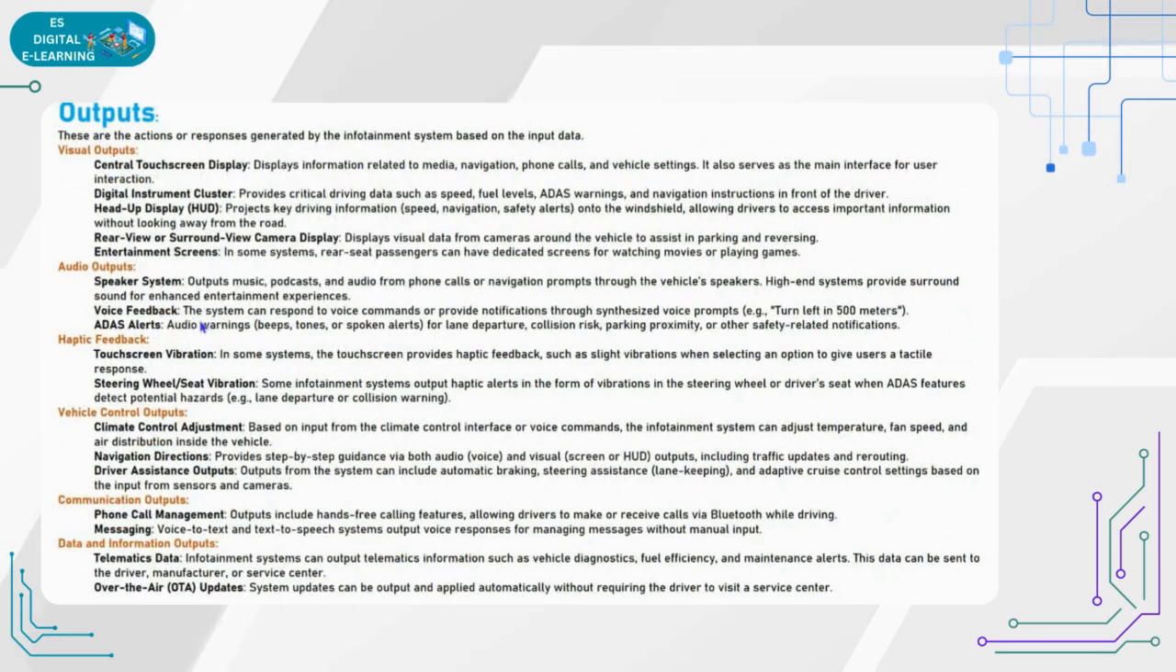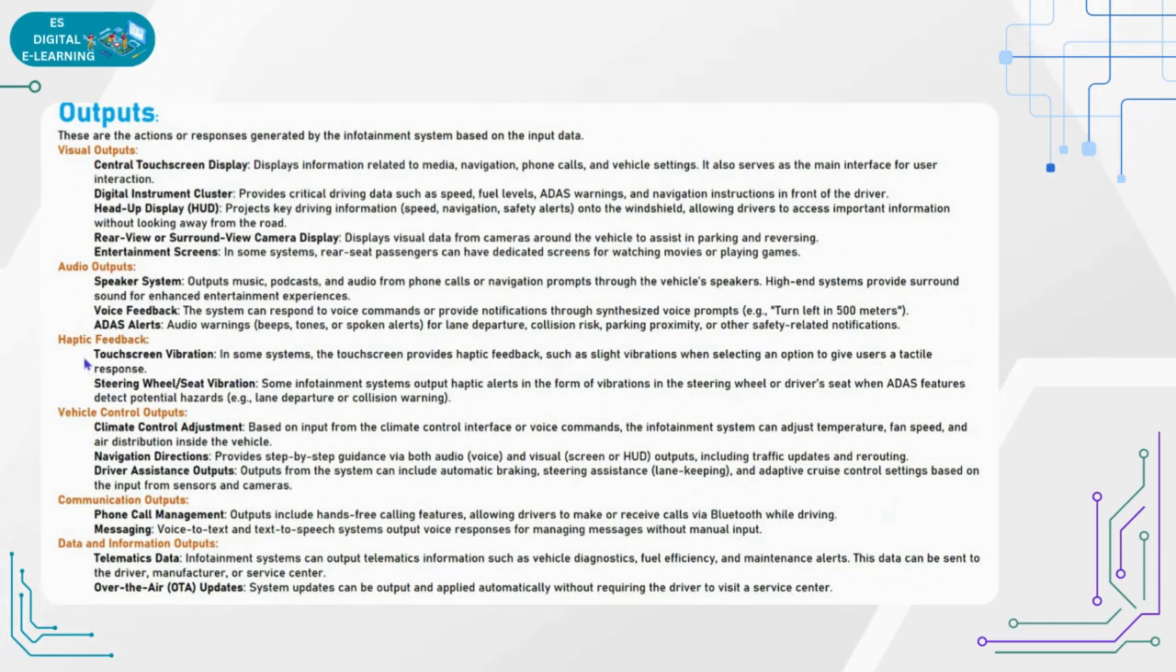What are the outputs? The visual output when you touch the input, right? So you should get the exact output. Like the central touch display, and the digital instrument cluster, head up display, rear view or camera view, camera display, entertainment screens. So these are a part of the visual outputs, and audio outputs like speakers and voice feedback, and giving alerts to the passengers, that is warnings.